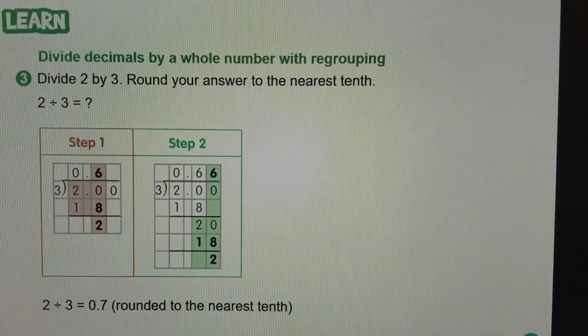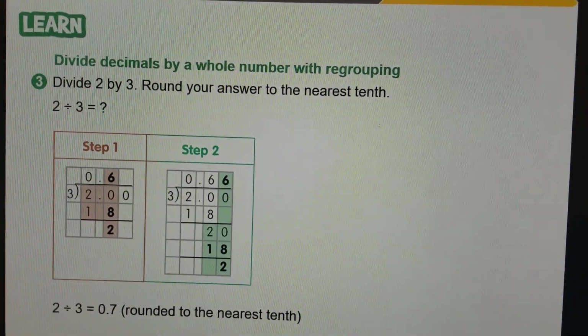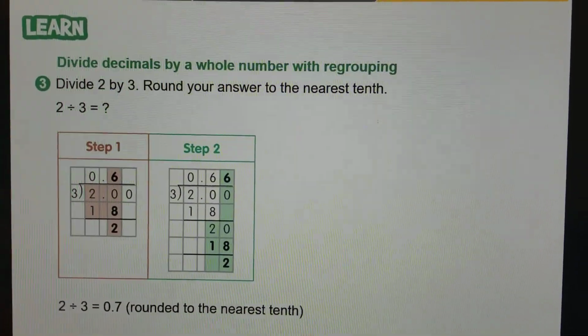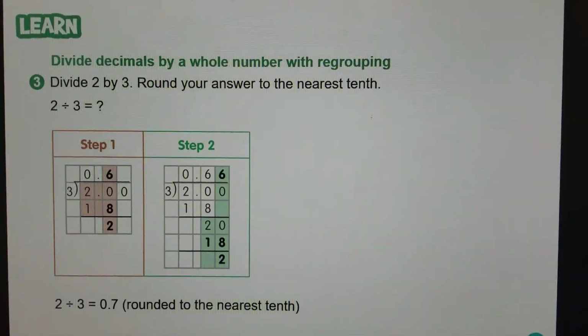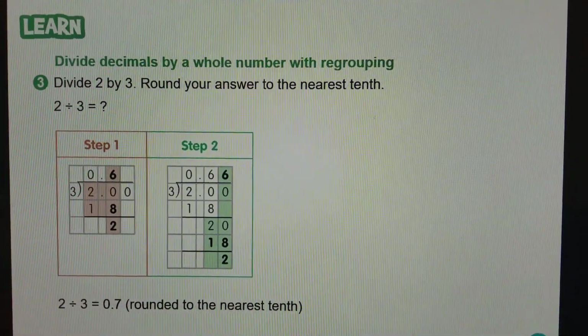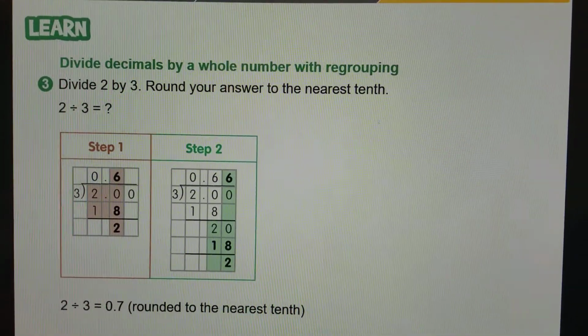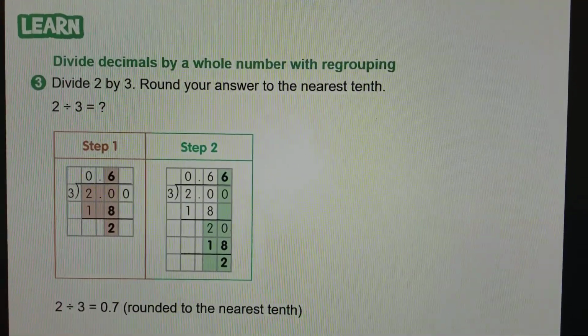So we're just going to round it to the nearest 10th. 0.66 to the nearest 10th, not to the nearest 100th. To the nearest 100th would be 0.67. To the nearest 10th is 0.7, because we're using that 6 to help us round.